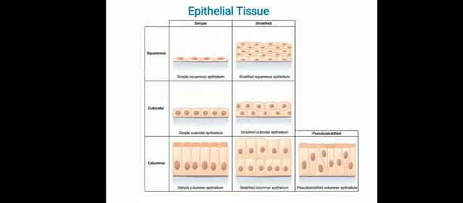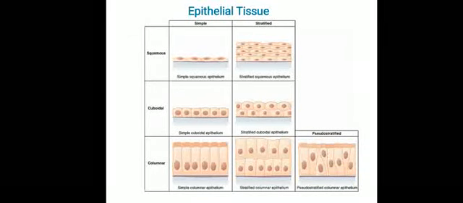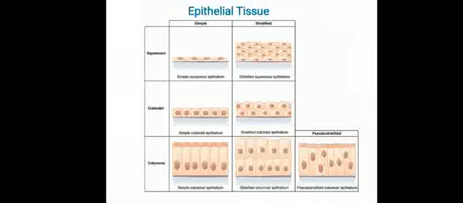Whereas we also have stratified columnar epithelium. The stratified columnar epithelium has two or more layers. You can see the two layers there. And it has cells that are rectangular or tall and cylindrical in shape. So that is stratified columnar epithelium.